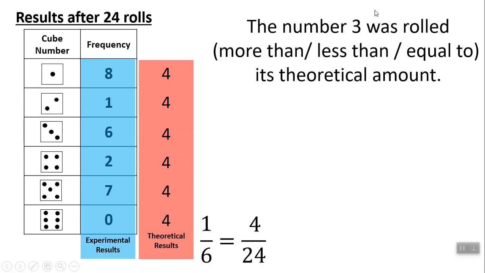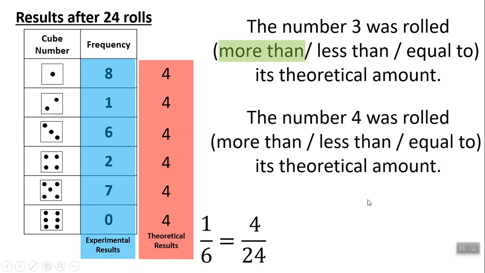The number 3 was rolled more than, less than, or equal to its theoretical amount. Well, 3 I rolled and it got 6 times. Is that more or less than the theoretical amount? It's going to be more than. The number 4 was rolled what compared to its theoretical amount? So 4's experimental was, let's see, 2. 2 is less than 4. It's going to be less than the theoretical amount.